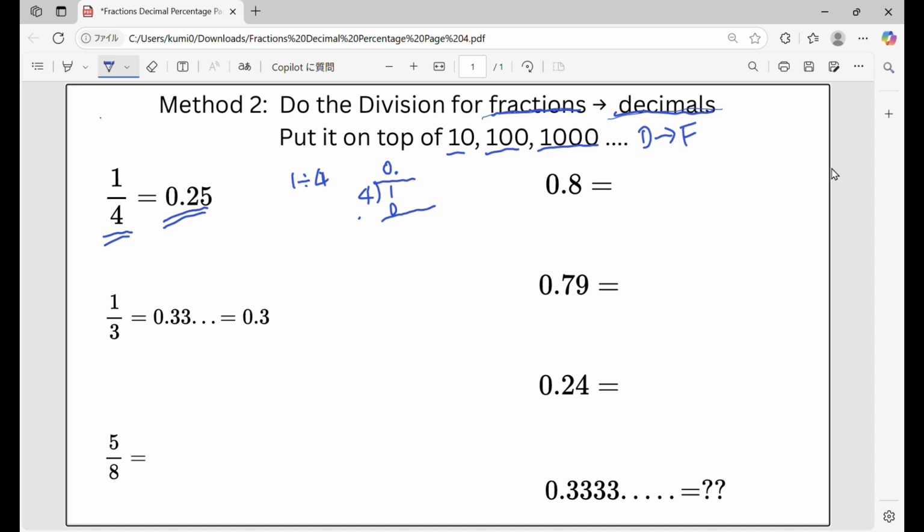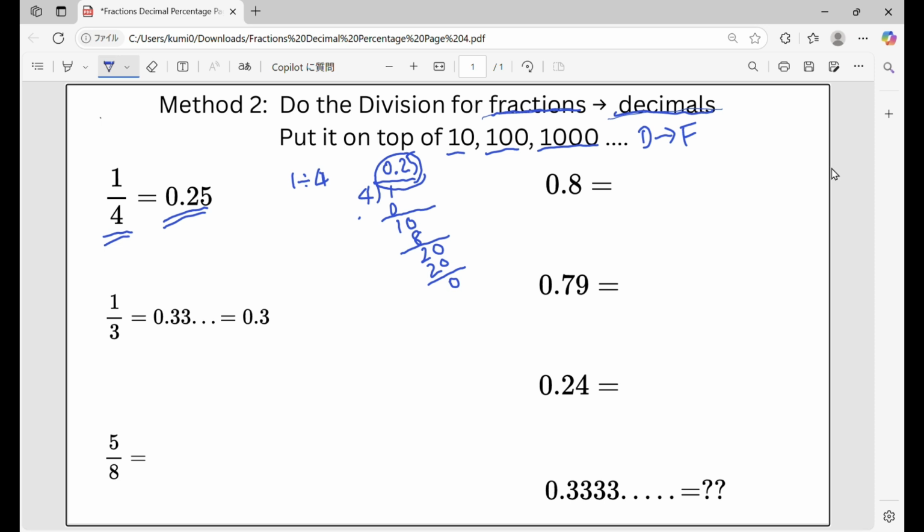How many 4's go into 1? That's 0. And then you get 10 there. And how many 4's go into 10? That's 2. 2 times 4 is 8. 10 minus 8 is 2. And then you bring down the 0 there. And then how many 4's go into 20? 5 probably. 4 times 5 is 20. And you get no remainder. So you know 1/4 is 0.25.